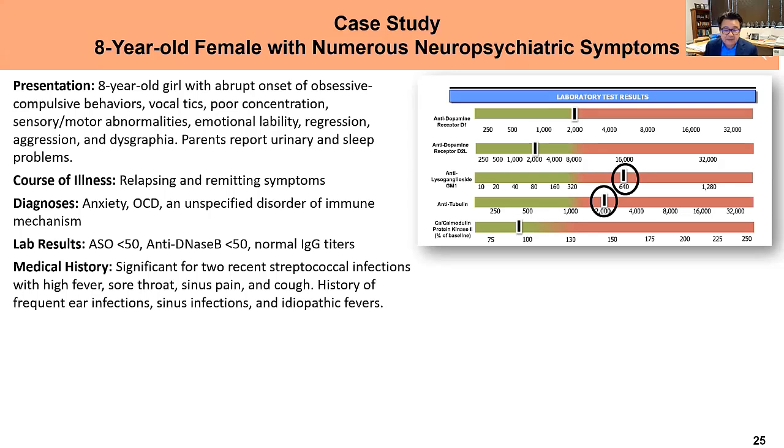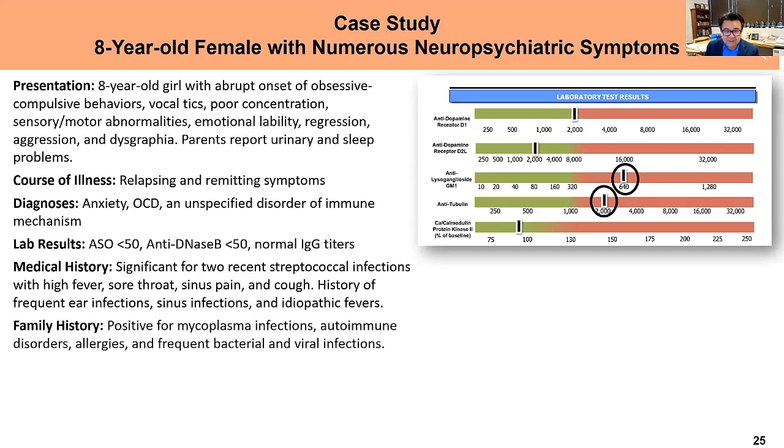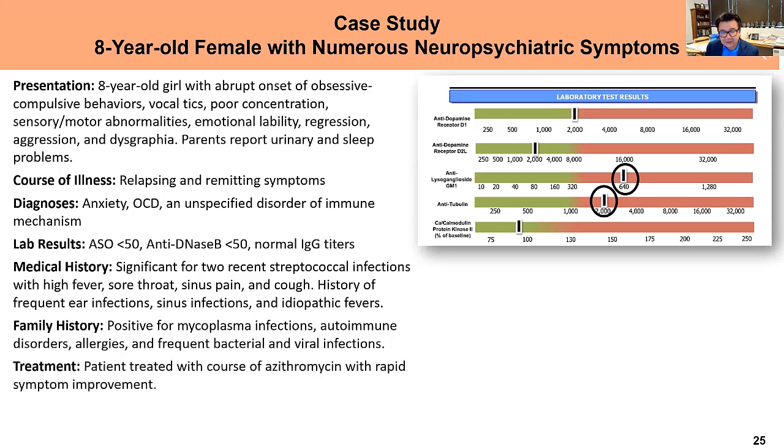So there was significant history for 2 recent streptococcal infections, as you can see here, with high fever, sore throat, sinus pain, and cough, and a history of ear infections, sinus infections, and idiopathic fevers. And you can see family history, positive for mycoplasma, autoimmune disorders, allergies, frequent bacterial and viral infections.